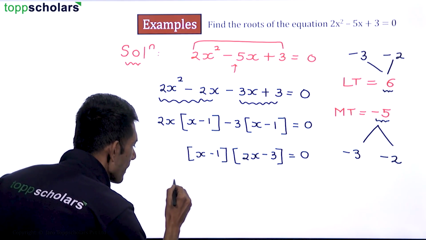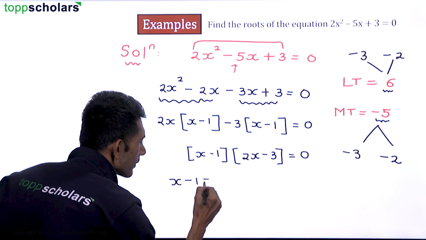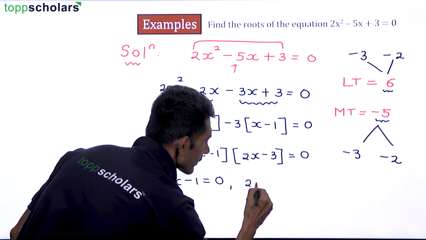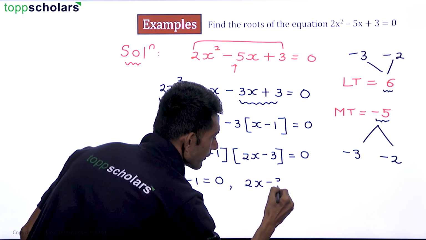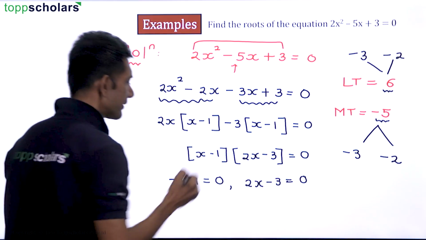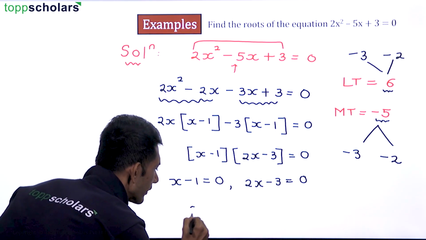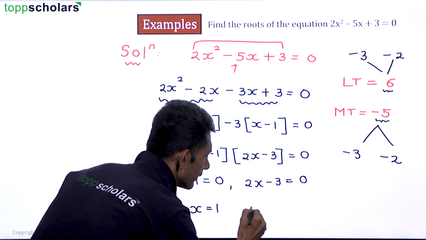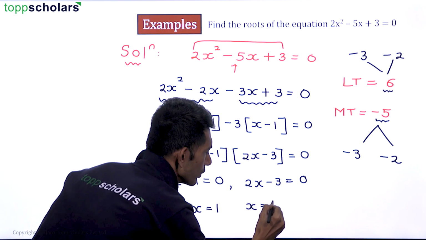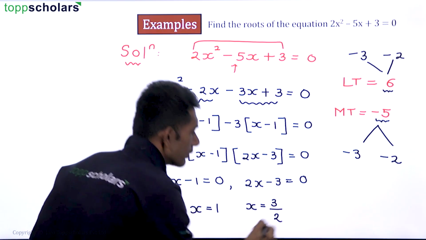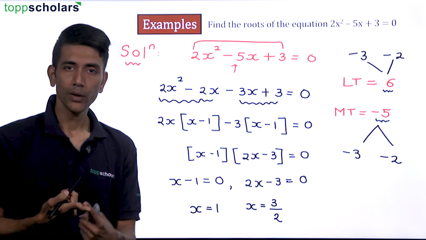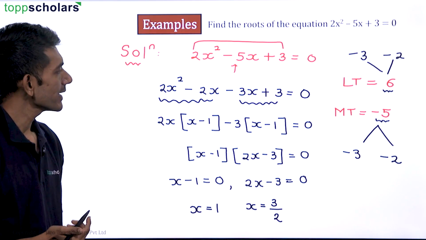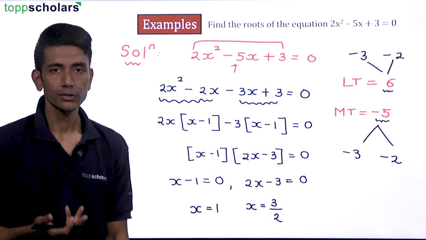So if I equate this with 0, what am I going to get? x minus 1 is equal to 0 or 2x minus 3 is equal to 0. So from here, x will be equal to 1 or x will be equal to 3 by 2. So the value of x is 1 or the value of x is 3 by 2. So these are the two roots of the quadratic equation. I hope you have understood how to find out the roots of the quadratic equation.